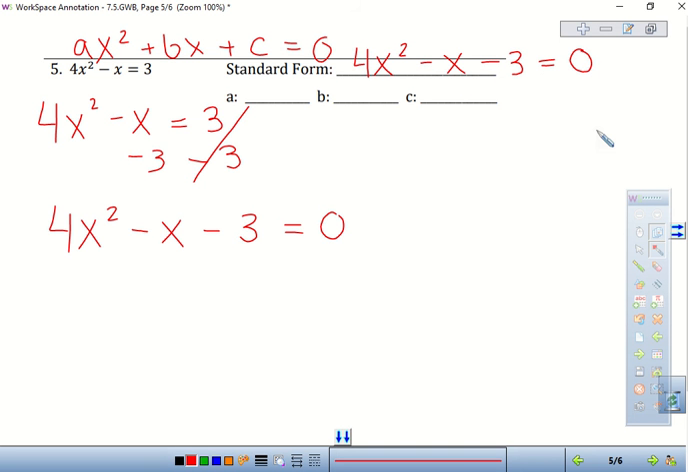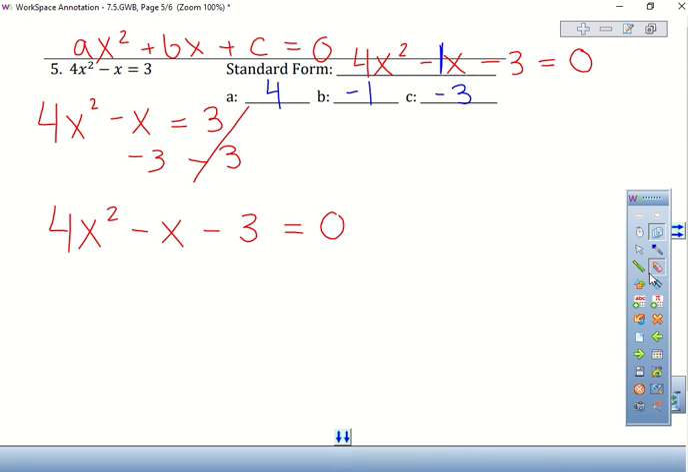And then from here, we need to identify a, b, and c. Now, a will be the coefficient of the x squared term. What's the coefficient of the x squared term? 4. Good. What's the coefficient of the b term? -1. Right here, there's an implied 1, and it's negative. And what's my c? -3.